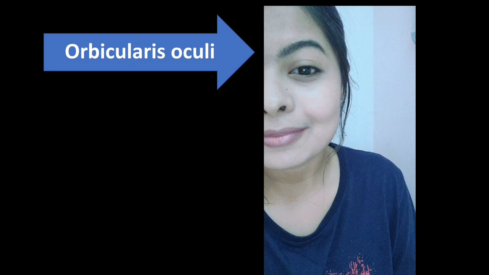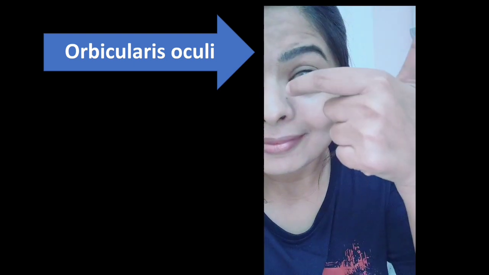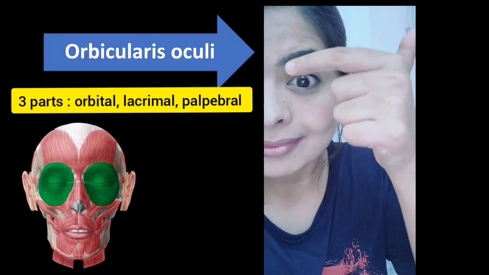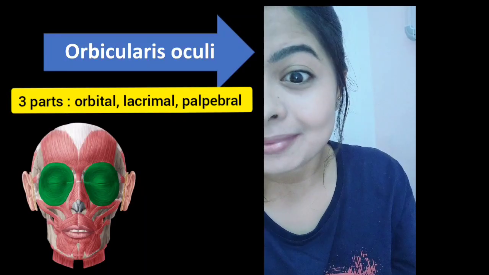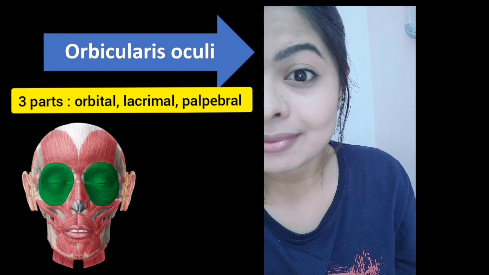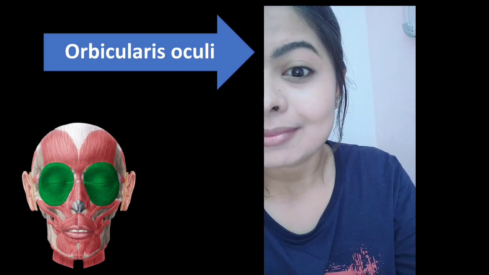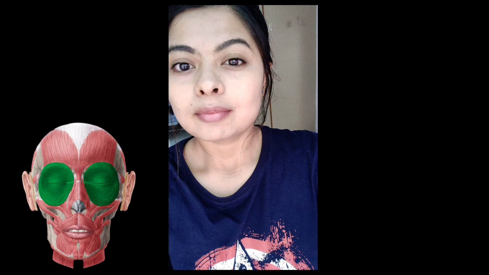Orbicularis oculi is divided into three parts. The orbital part is on and around the orbital margin. The second is the palpebral part, in the lids, and the third is the lacrimal part, lateral and deep to the lacrimal sac. Now each part has a particular action.